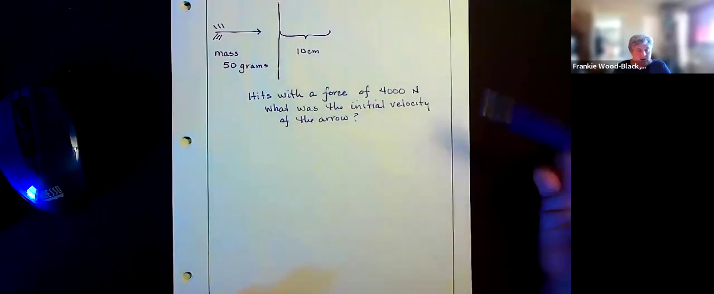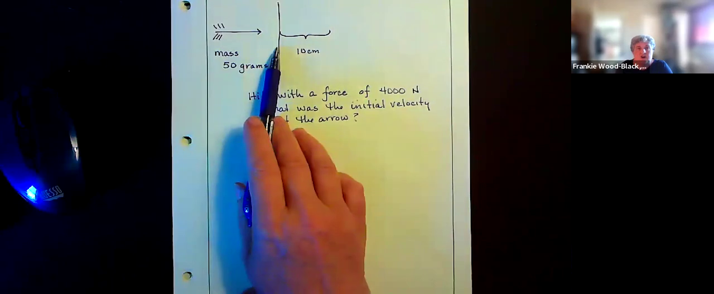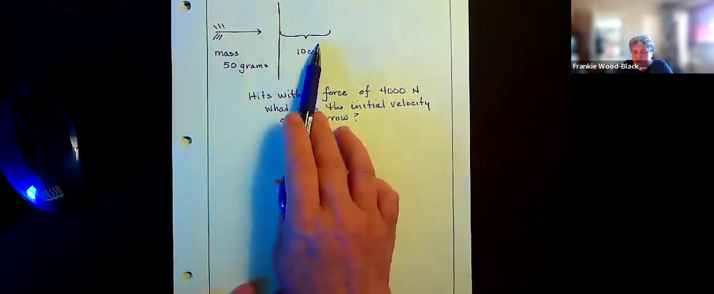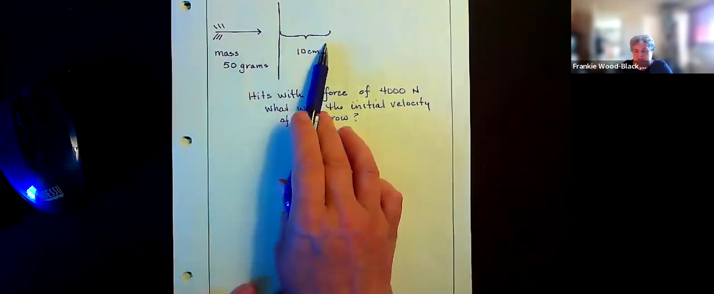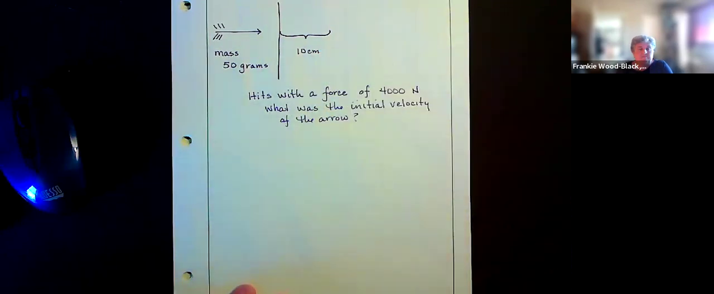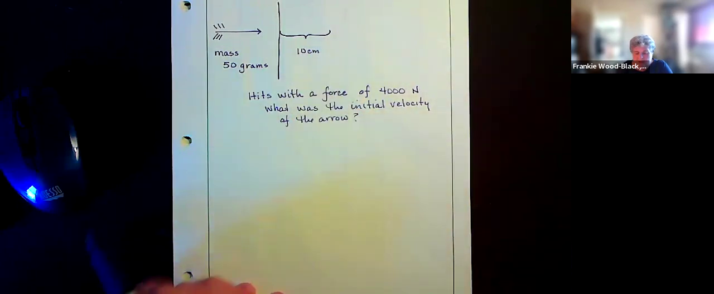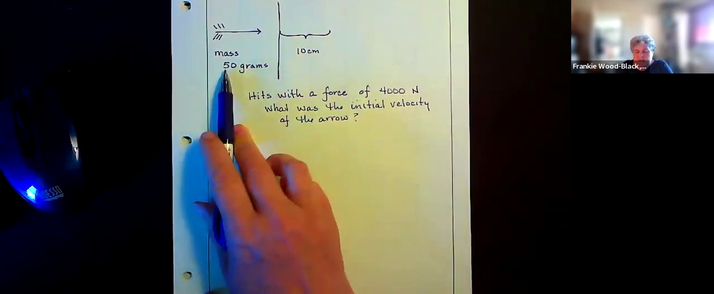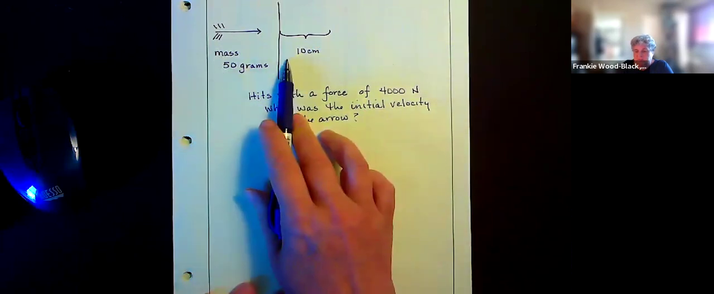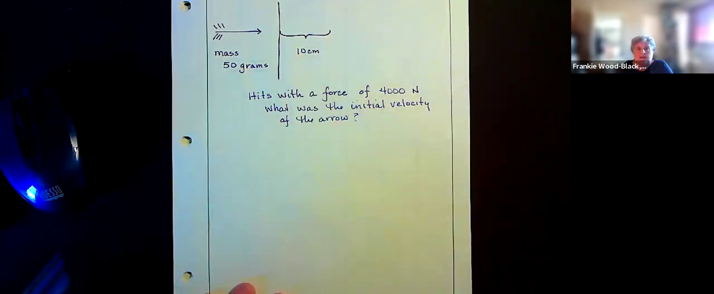So we've got an arrow that's going to hit a target, and the arrow is going to embed itself into the target, and we're going to be able to measure the depth at which the arrow goes in. So the mass of our arrow is 50 grams. It's going to penetrate this tree to 10 centimeters.